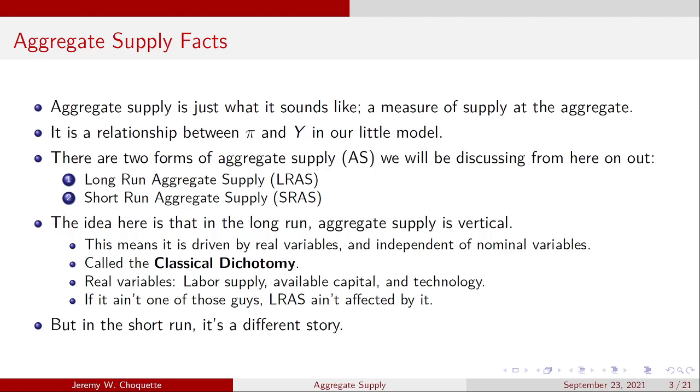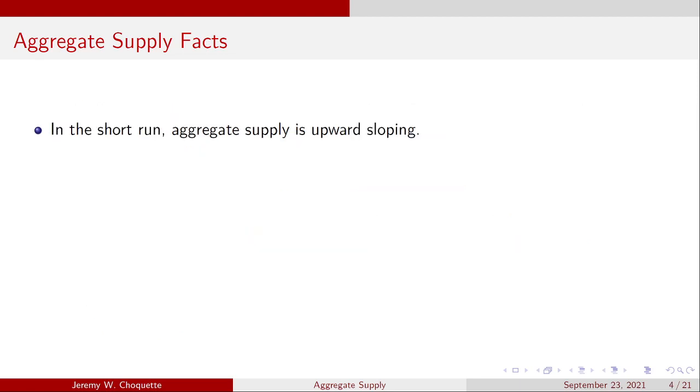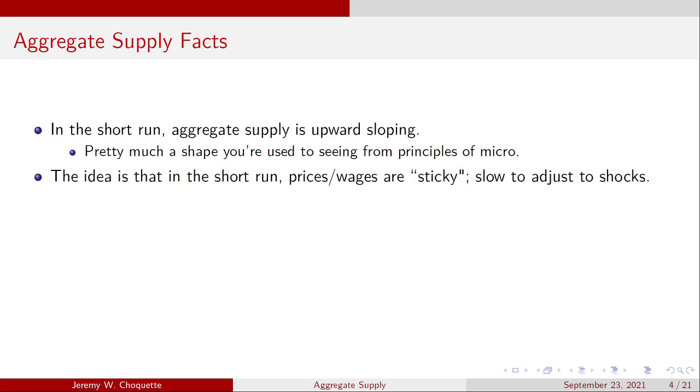But in the short run, it's a very different story, because in the short run, aggregate supply is upward sloping, meaning it is affected by prices. Now, this is pretty much a shape, or I should really say a slope, that you're used to seeing from principles of micro, like a nice upward sloping supply curve. And the idea is, in the macro context, in the short run, prices and wages are quote unquote sticky, meaning that they're slow to adjust to shocks.